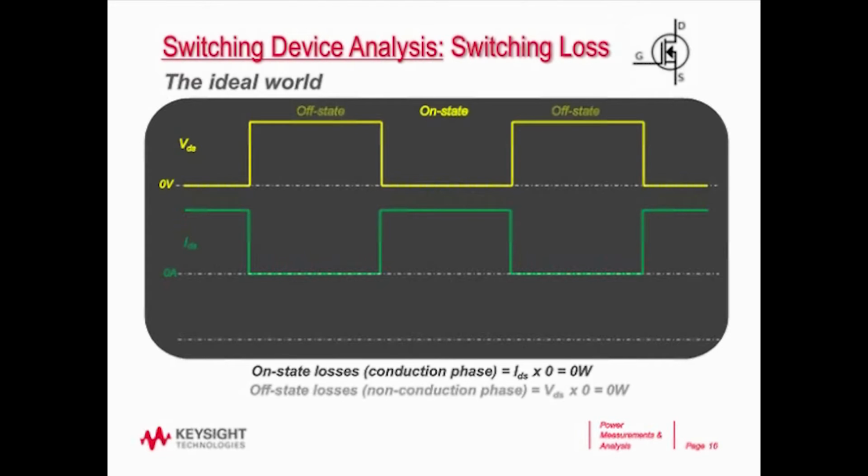During the off state, that's where current is 0 and voltage is high. Again, voltage times 0 is 0 watts. So the net losses in the perfect world is 0 watts. But let's take a look at the real world.